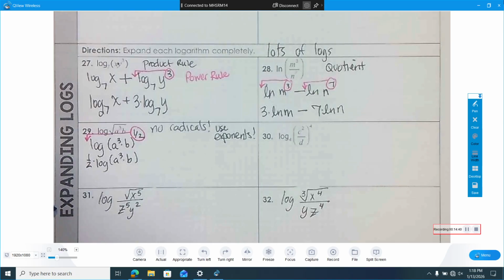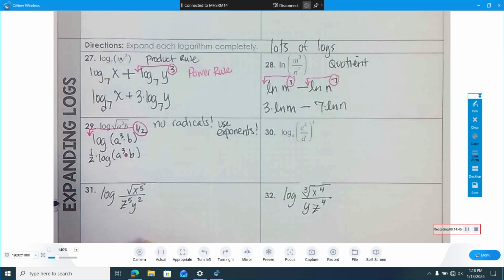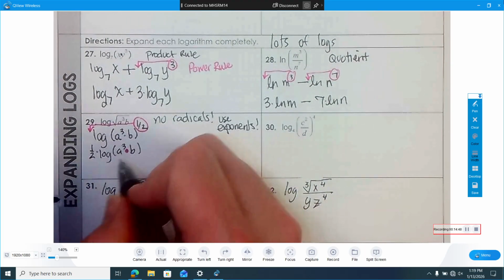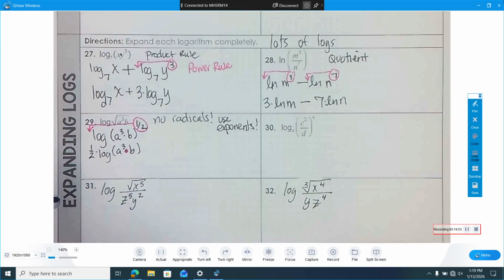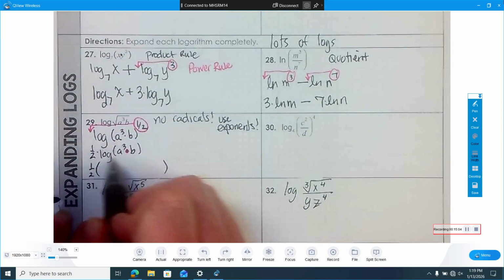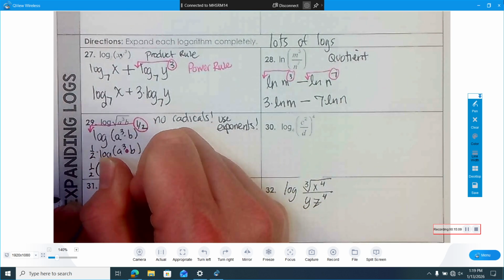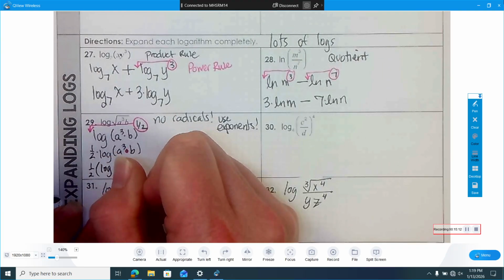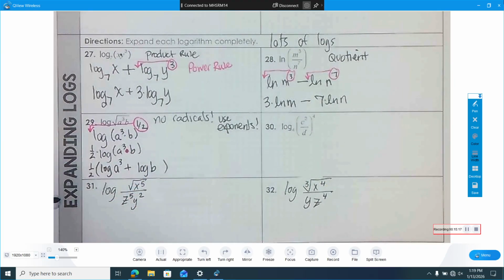Now what are we going to do? Add the logs. Yeah, we have a product here. So we're going to use our product rule. And what's tricky is I'm going to expand this part. What do I have to do with the 1/2? Yeah, that 1/2 is going to affect that whole addition thing going on. So I'm going to write it as 1/2, because we have to expand this log, and it's going to have 2 now. So it's going to become log of a cubed plus log base 10 of b.